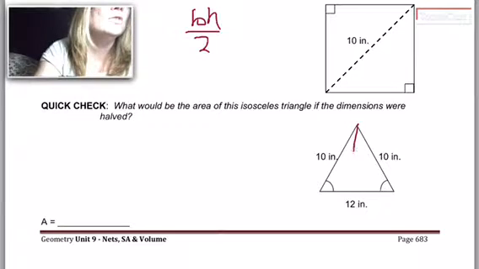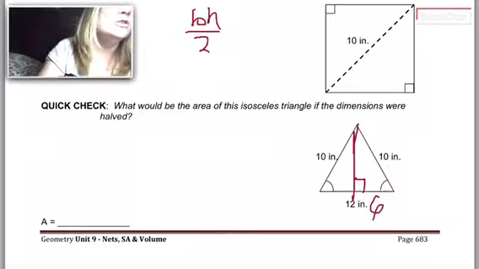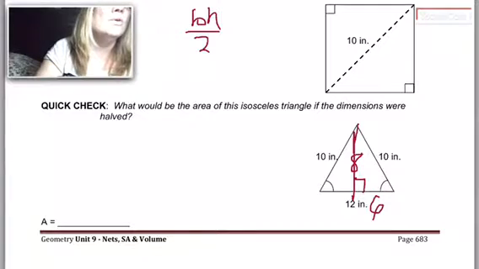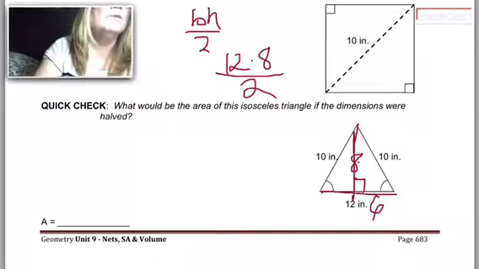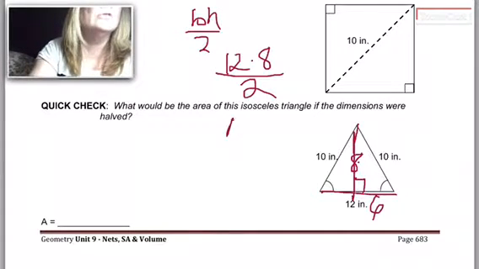It's an isosceles triangle, so if we draw the height, it cuts the base in half and would make this 6. You could use the Pythagorean theorem, but this is a 6, 8, 10 triangle. So the area of this triangle, the base is 12 times the height of 8 divided by 2. So that would be 48. So the area of this triangle is 48.